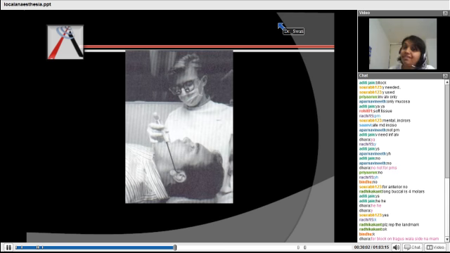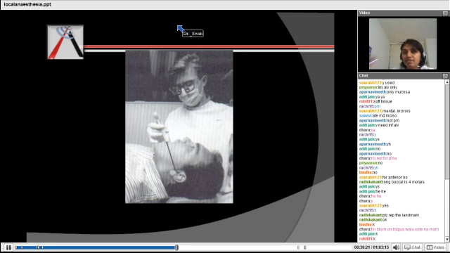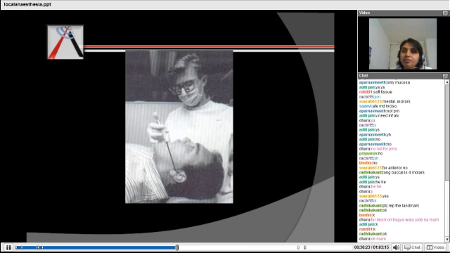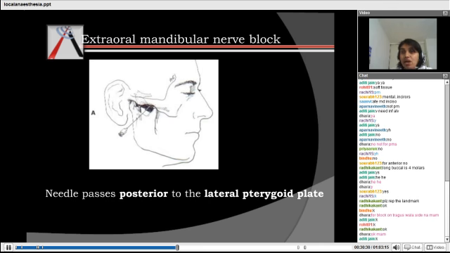Yes, we are blocking the side of the tragus, so we are starting from the opposite side corner of the mouth. We keep it there because we are going back, and we have to reach the neck of the condyle, where we have the mandibular nerve trunk. Okay, that's one way. That is Gow-Gates' technique.